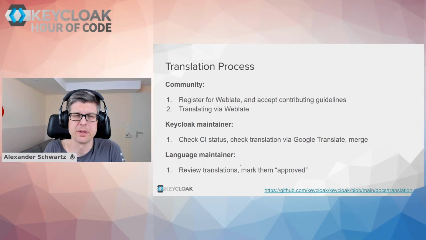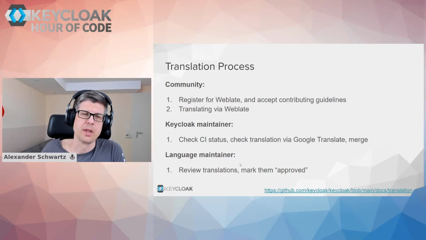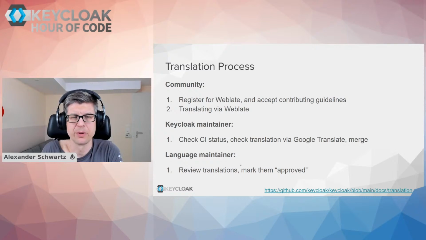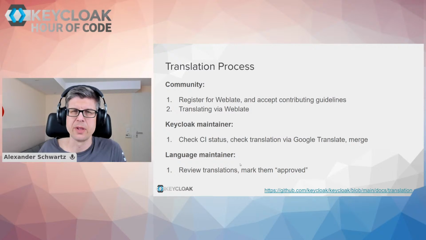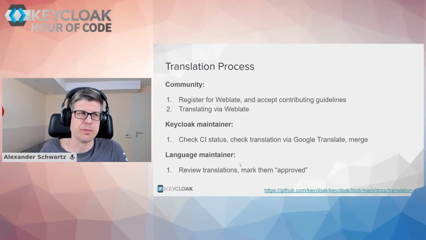We have some automated tests here. We then check the translation using Google Translate, so it's more or less in the right direction, and then merge it to the main branch. And the language maintainers then review the translations in a bit more detail. They have the language knowledge. They know how things should be translated for the language, and they mark them then as approved. There's a translations markdown file in the main repository. I should probably put that in the chat later, so that people can read up on it and maybe also get some instructions on how things work.